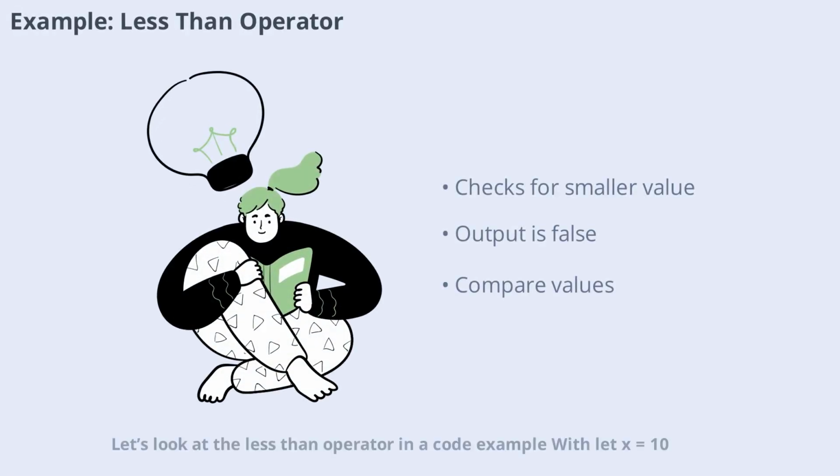Let's look at the less than operator in a code example. With let x = 10, let y = 5, console.log(x < y), the code checks if x is less than y. Since 10 is not less than 5, the output is false. You'll use this operator when you want to check if a value is below a certain threshold, like age limits or minimum requirements.